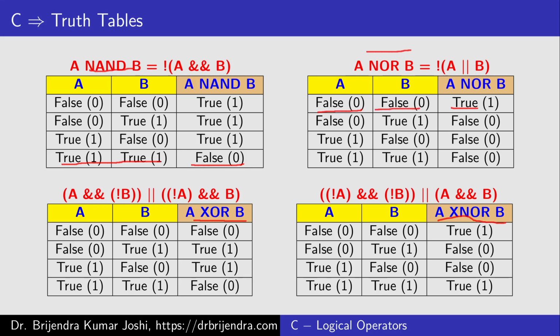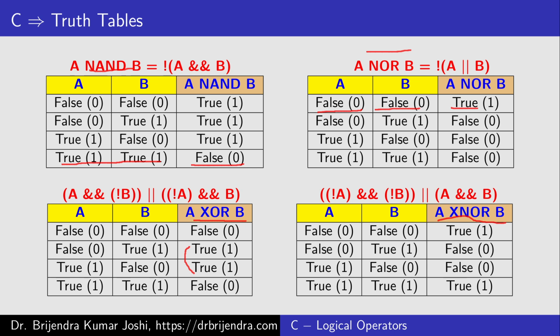Here, in case of A exclusive OR B, or A XOR B, the result would be true if A and B are different, dissimilar. It means if A is false and B is true, result is true. If A is true and B is false, result is true. If both are same, then result is false.